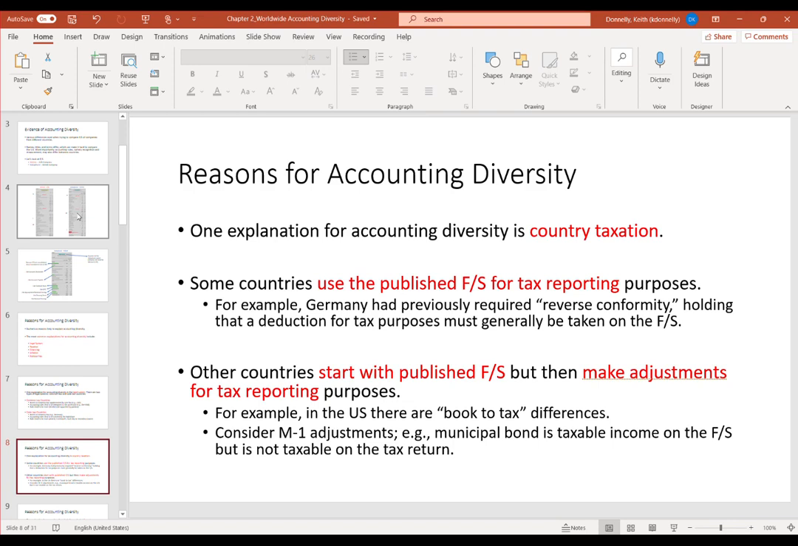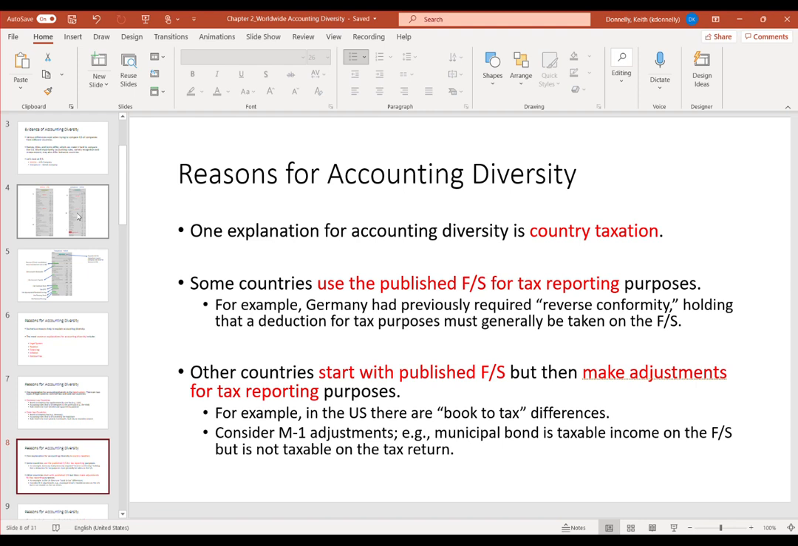The second reason that could explain diversity is taxation. Some countries, for example, require that whatever financial statements you publish, you also have to use those for tax. For example, Germany had previously required reverse conformity, holding that a deduction for tax generally has to be taken on the financial statements.